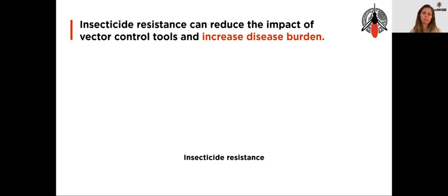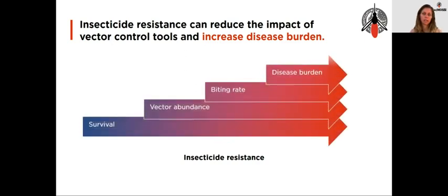So insecticide resistance is important because it can reduce the impact of vector control tools. It may increase mosquito survival and abundance, resulting in a higher biting rate and ultimately increased disease transmission.